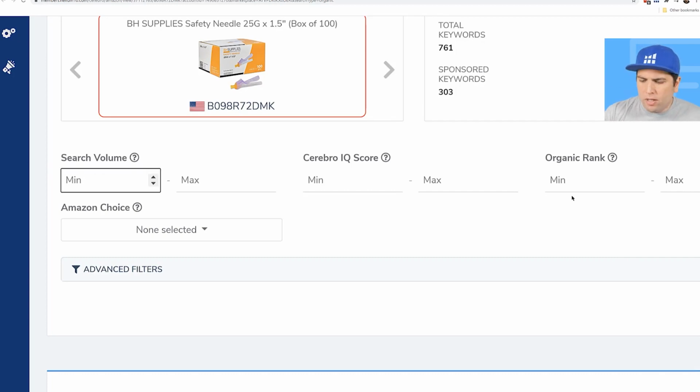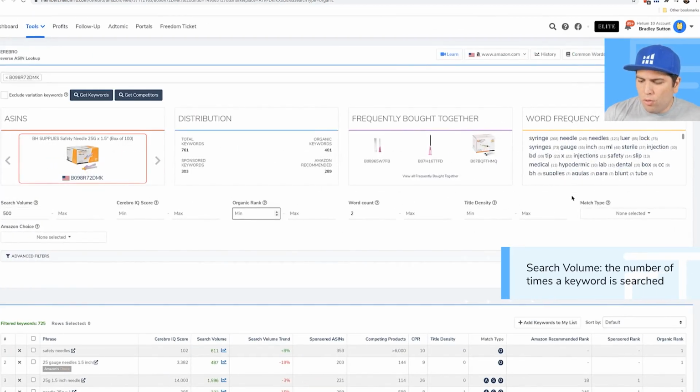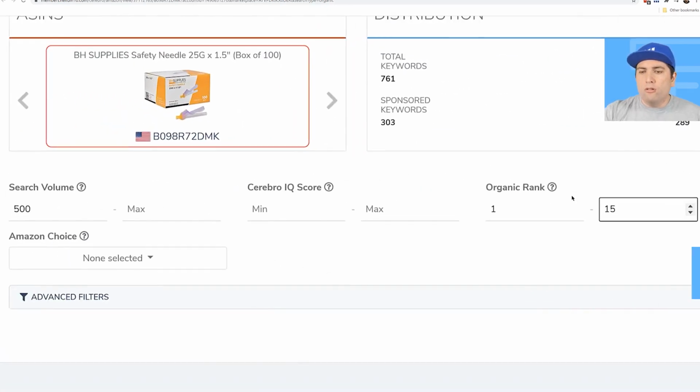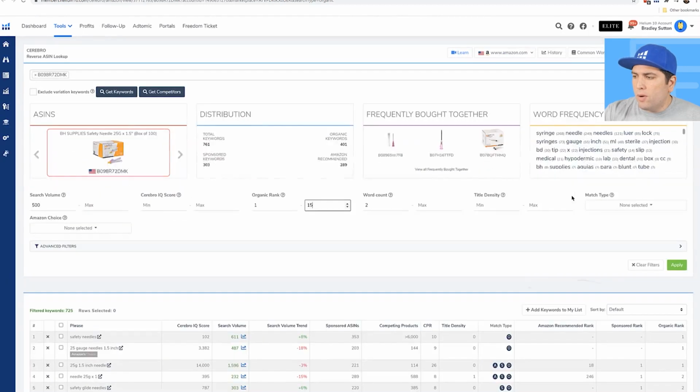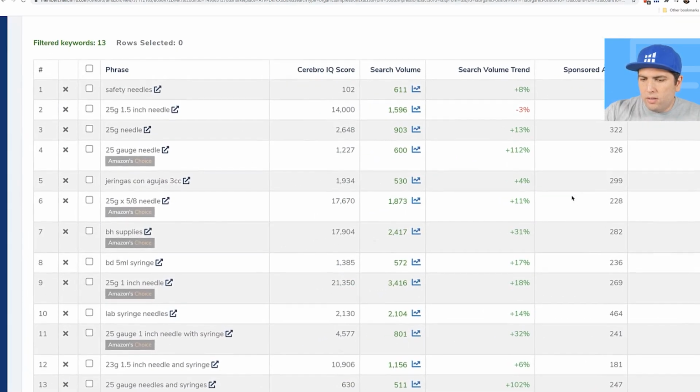So to do that, I'm just going to go ahead and put here a minimum 500. I might have to change this in a little bit. And let me go ahead and put here organic rank of 1 and let's just say 15. So again, what are those two things that I just put? I'm saying, hey, Helium 10, show me where this product is showing up in the search results between 1 and 15. That's like the first 15 search results on page 1, and it's a keyword that's searched at least around 500 times a month. All right, so let's go ahead and filter that down and take a look here. All right, we've got 13 keywords, and let's just take a look here.